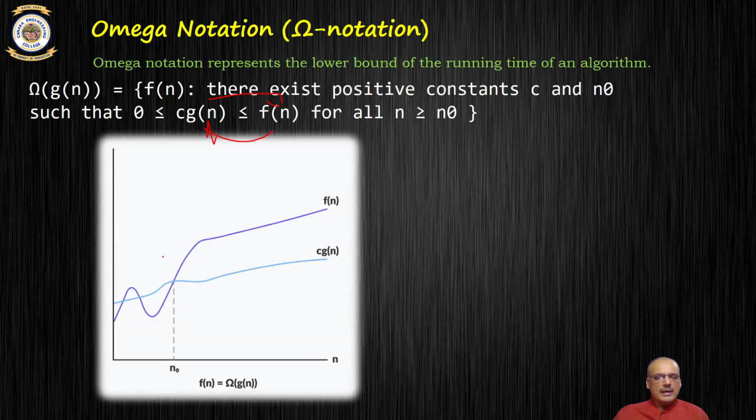So what it actually means is that after some point n naught, this g of n is always lower than the complexity of the algorithm under consideration, for some constant values n naught and c. Then we say that omega of g of n is equal to f of n. So take care of that. We say that omega g of n is equal to f of n.